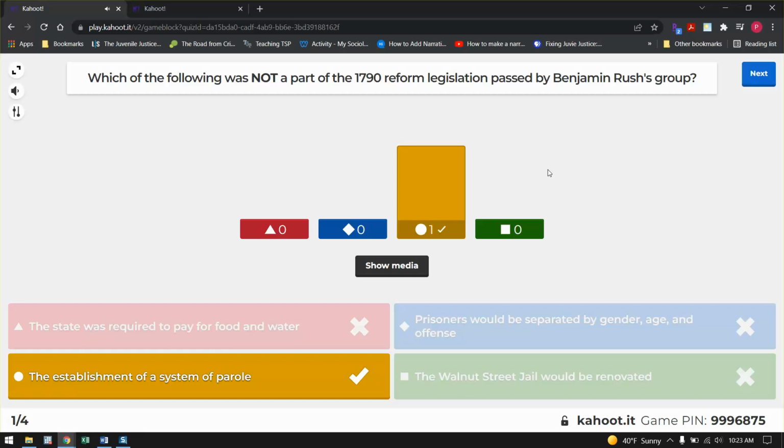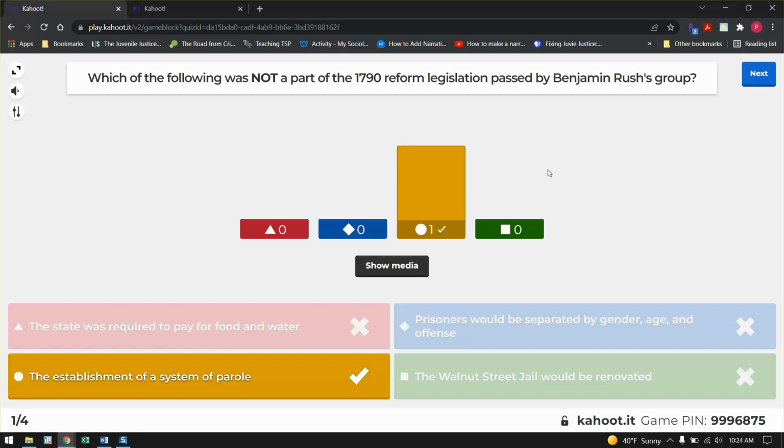Within this 1790 legislation, they got approved renovations to the physical structure of the Walnut Street Jail. They also changed the burden of incarceration from the persons being incarcerated to the state. So now the state was required to pay for food and water. We also see the advancement of prisoner classification.